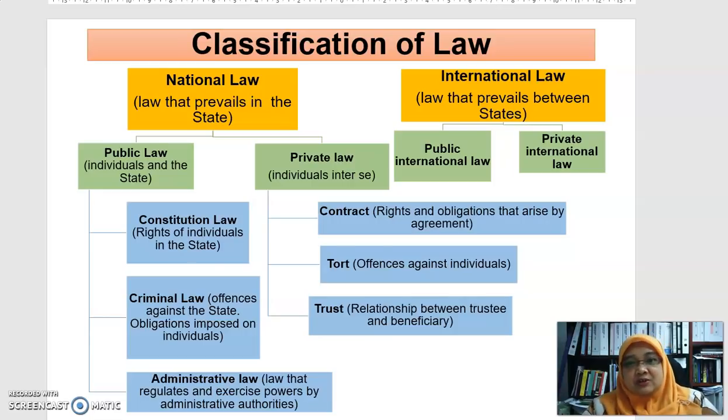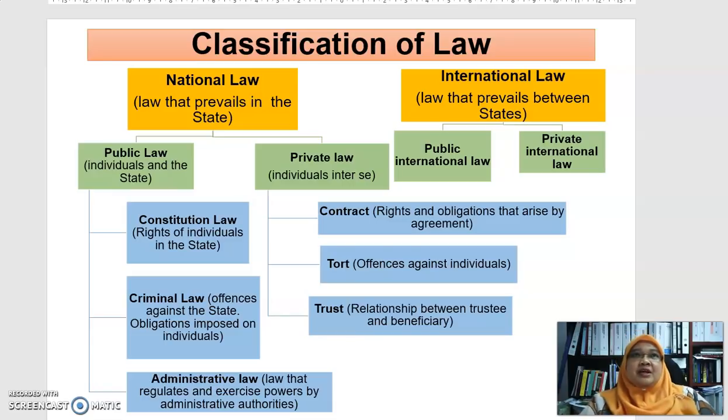So we need to learn constitutional law if we want to know about the rights of the individual in the state. But for your purpose, as diploma public administration students, you're just going to look at the rights in general. And the other type of public law is criminal law, which is offences against the state.